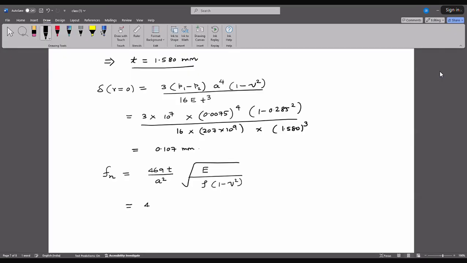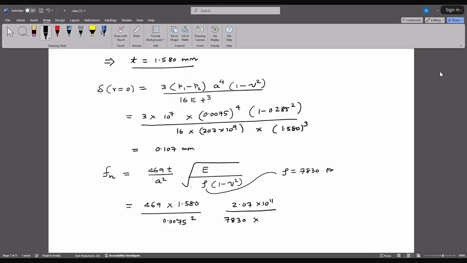So that is going to be 469. 1.580 is the thickness. Radius is 0.0075 square into 2.07 into 10 to the power 11 divided by 7830 into, so that is the density of steel, 7830 kg per meter cube, into 1 minus 0.285 square root.